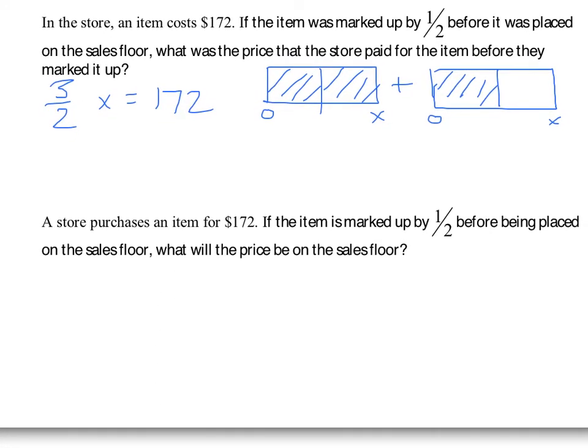Looking at the next one, it says a store purchased an item for $172. Then the item is marked up 1/2 before being placed on the sales floor. What would the price be on the sales floor? So when we think about markups, once again, chronologically, the first thing that happens, the original price is whatever the store purchases it for originally, and then the final price is whatever they sell it for, the marked up price. So again, go ahead and set up the diagram for this one. We'll see if we get it set up right.